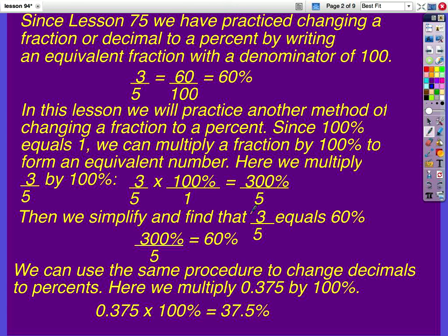We can use the same procedure to change decimals to percents. We're just going to multiply our decimal by 100%, or times 100, meaning if we multiply by 100, remember we just have to move that decimal point 2 places to the right, and we'll get 37 5/10%.